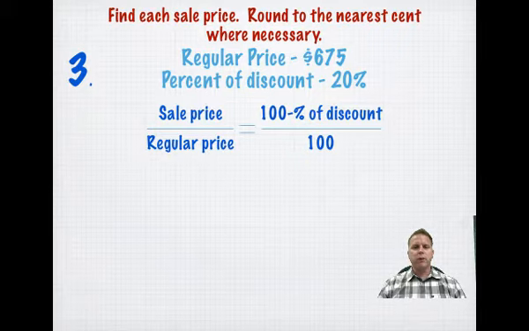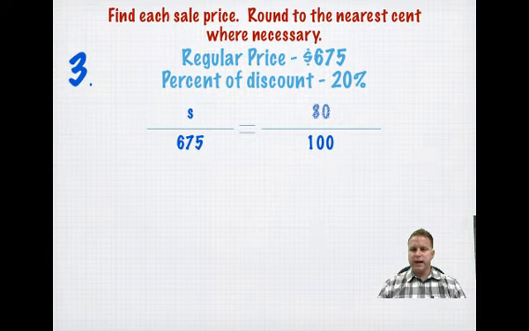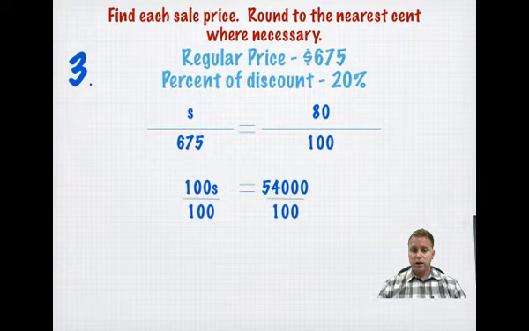Okay, regular price is $675. Percent of discount is 20%. So we're going to take the regular price, put it down at the bottom. We're looking for the sale price, so we're going to put S. We have 100 minus the percent of discount, so 100 minus 20 will give us 80. If you want to cross out those zeros, that would be great. Cross multiply, and we'll get 100S is equal to 54,000. Divide by the number next to the variable. That gives us a sale price of $540.